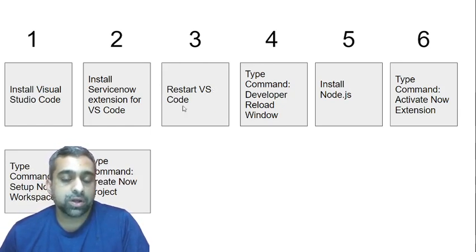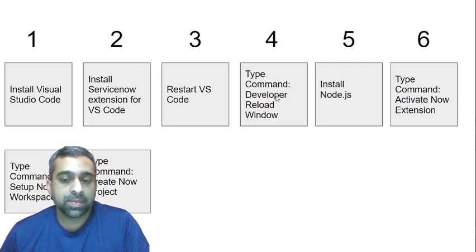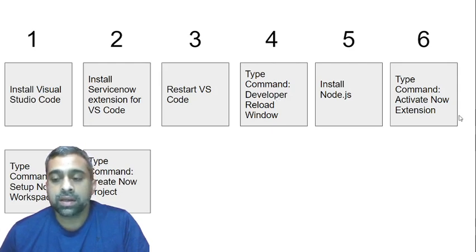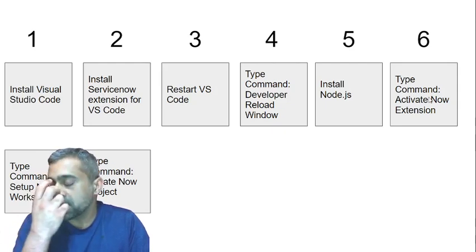That's what is documented, right? ServiceNow says you need to restart Visual Studio Code, probably to recache stuff that was installed as part of the extension. And then after you do that, you need to type in the command Developer: Reload Window. After you do this command, you can start issuing now commands. The commands are added by the ServiceNow extension in Visual Studio Code. So you can start issuing now commands after that.